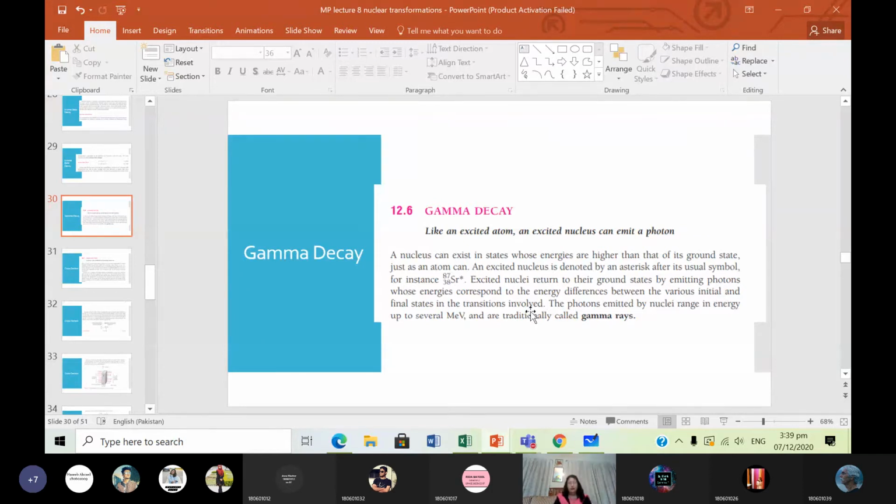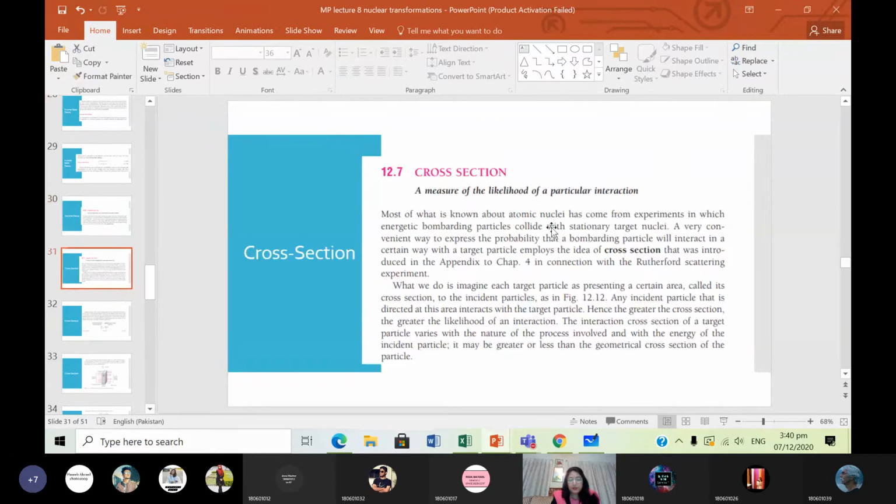If you take the difference between the initial energy of, for example, an excited nucleus and the final state of the nucleus, then that is the energy that is released and emitted in the form of photons, which here are gamma rays. They're emitted in the form of gamma rays. So this is another form, the third form of radioactive decay. The photons emitted by nuclei range in energy up to several mega electron volts.